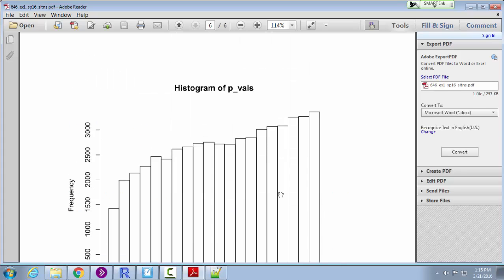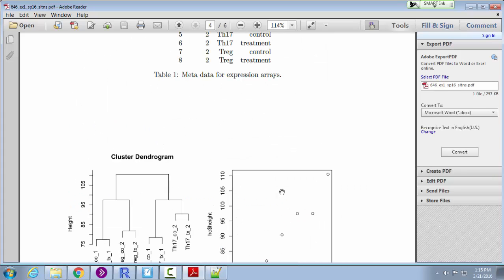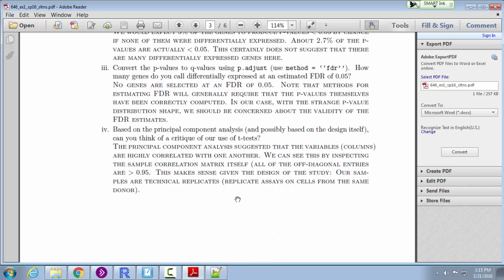All right, so have a look at the solutions. Let me see if I've said anything more eloquent about that here. On part 4 of the last problem, I was fishing for you to comment about this issue. The principal component analysis suggested that the variables, the columns, were highly correlated. You can see that in the sample correlation matrix, and that causes issues. So that's a critique of using a t-test. A paired t-test might be better. Some people suggested a bootstrap. A bootstrap would be better.